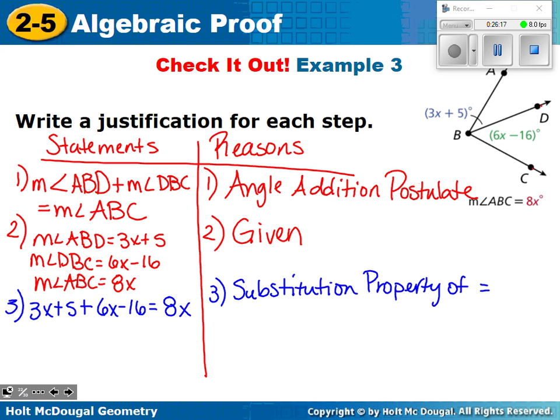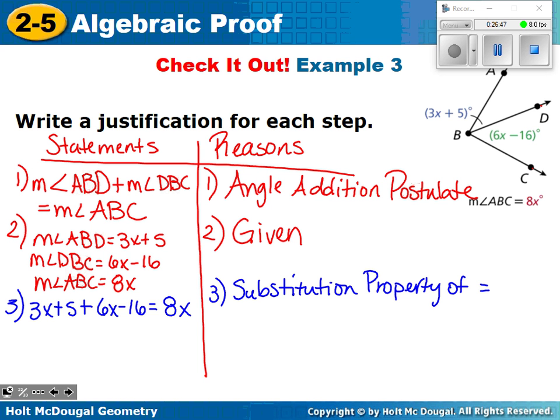I'm sorry, say it again. Like, what would we need to do to solve this for x? Any ideas? Nope. Help him out, Jackson. And what are you adding? Okay, and what are you subtracting?